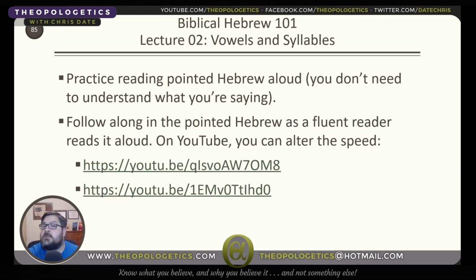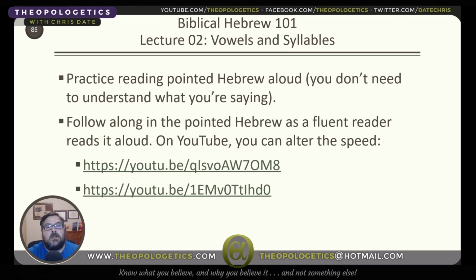So practice reading aloud. Don't worry that you don't understand what's being said yet. The point here is to start to work toward being able to sight read aloud the pointed Hebrew, because we, as native English speakers, are not used to seeing consonants and then vowel markings separately from them. It's going to take some time to develop the ability to smoothly read pointed Hebrew, and I want you to start to develop that ability now.